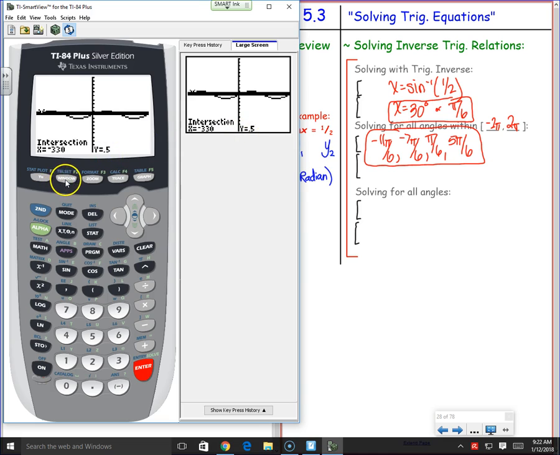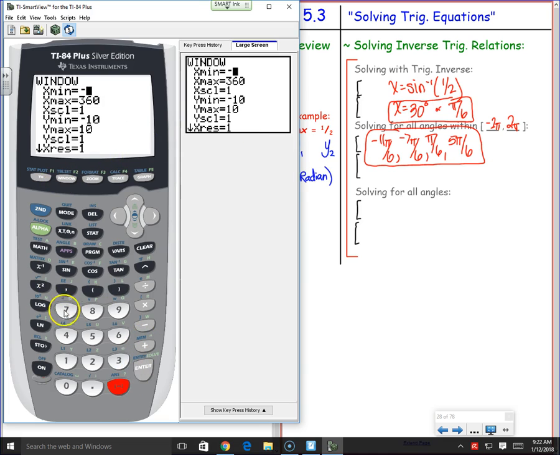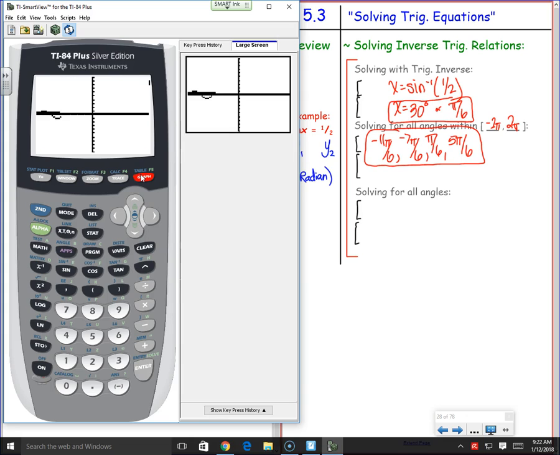Okay, now here's a dilemma though. What's going to happen on this window if I zoom out and go to like negative 720 to 720? Am I going to have more intersections on the sine curve? What do you guys think? Why does that make sense? If I keep on zooming out and zooming out and zooming out, I'm going to get more and more and more intersections. Why is that true? More rotation. Yeah, you're going to be including more rotations, and with more rotations, you're going to have it crossing through the first and second quadrants again and hitting those locations.